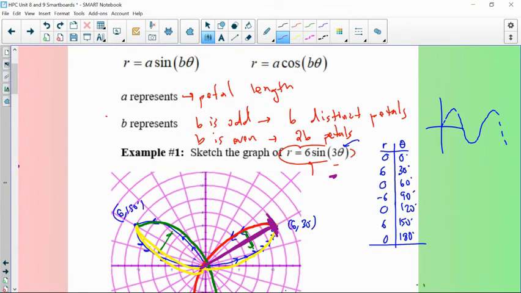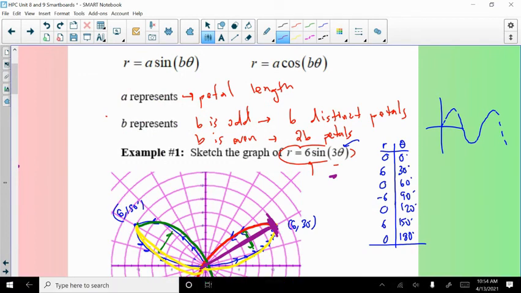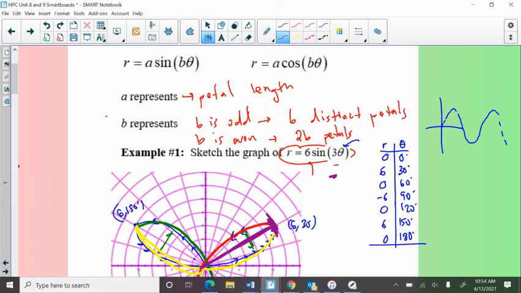And so we'll look at some more examples. Again, part of getting good at polar graphing is you're going to play around with it a little bit, maybe on your calculator, on Desmos, until you feel comfortable knowing what is the effect of each coefficient.